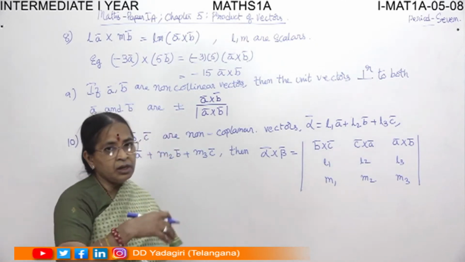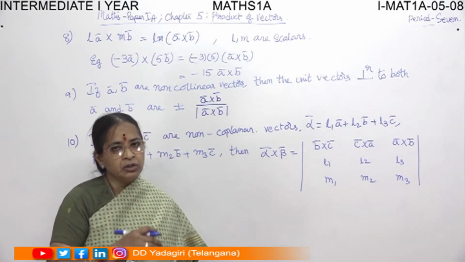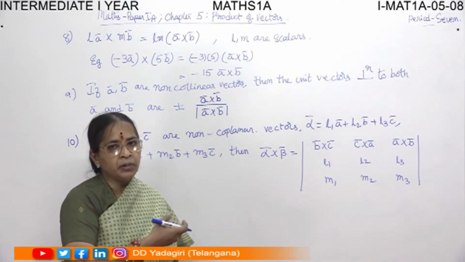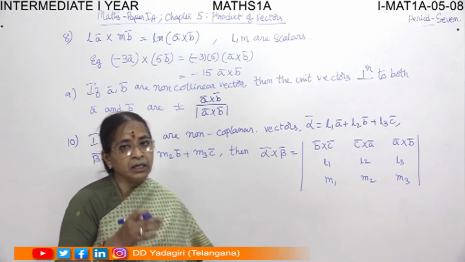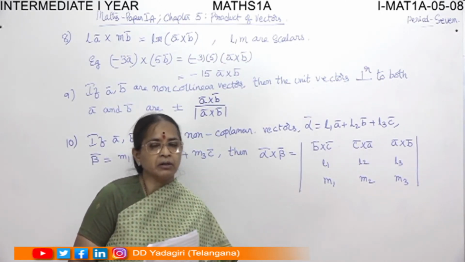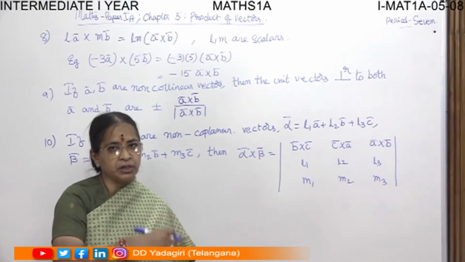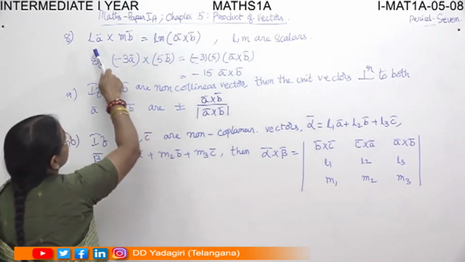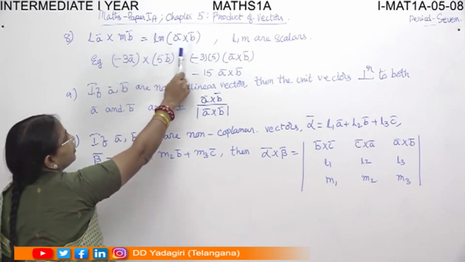And we also learned the determinant method. So you understand, follow that procedure correctly, then problems become very simple. We need that determinant everywhere in the next part also, in scalar triple product also we need that determinant procedure. So you first learn that properly. Okay, next property is LA cross MB is equal to LM into A cross B.